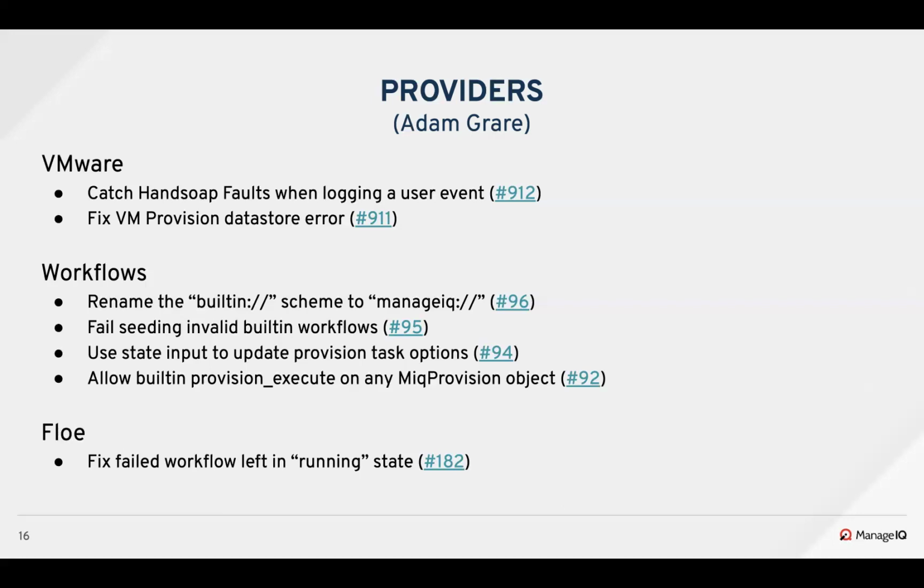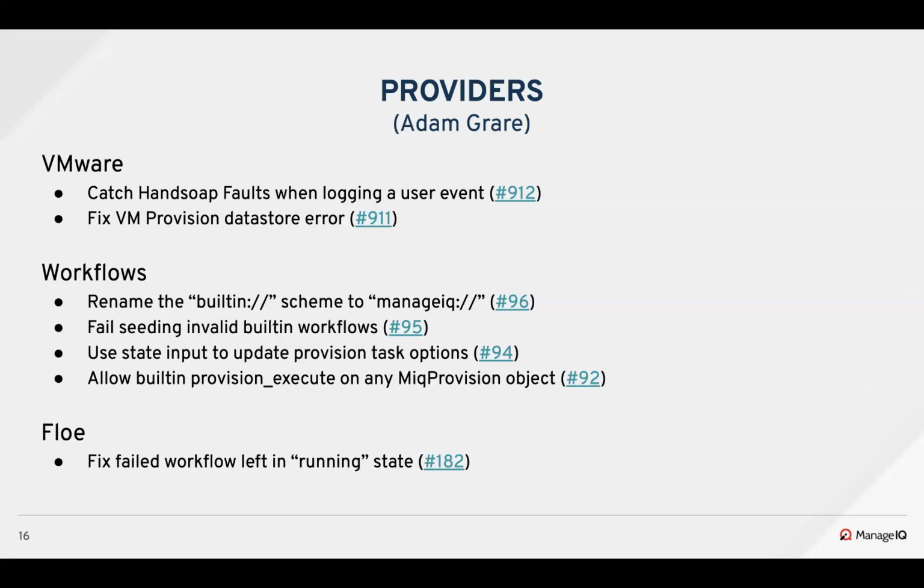For the state input, Keenan added a PR to use state input to update the provision task options. So if you were using your ASL workflow to drive a provision, you could manipulate the provision options as part of the context state. We also allowed the provision execute built-in method to call any MIQ provision object. Previously, it was only a service template provision, but we wanted to allow any MIQ provision type to be called.